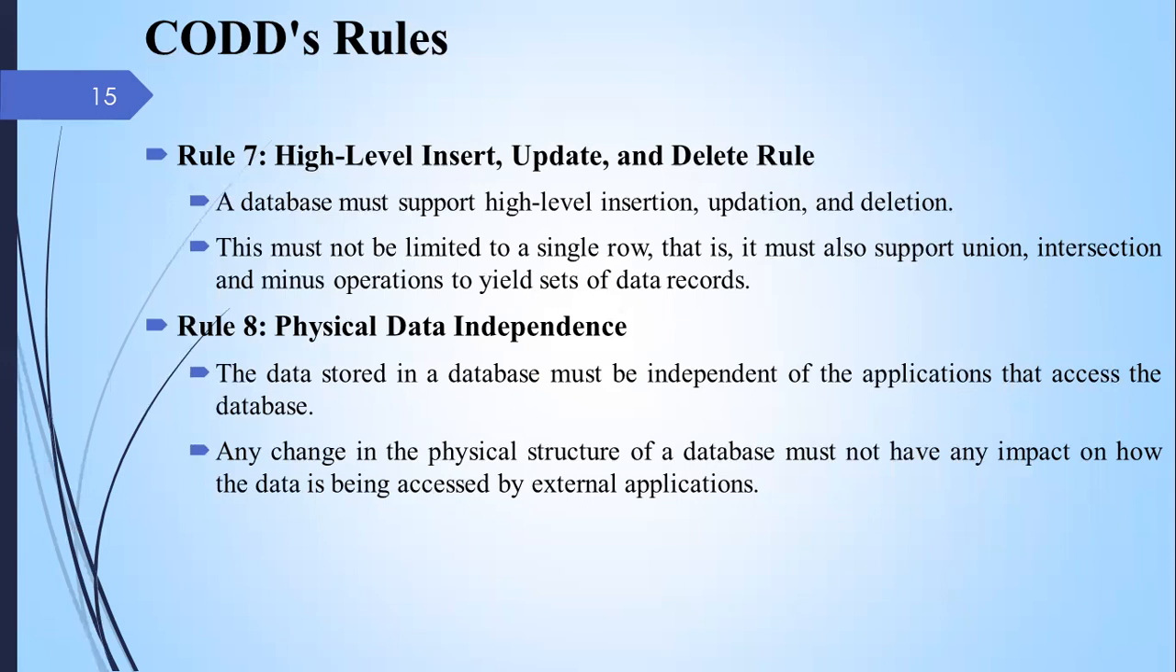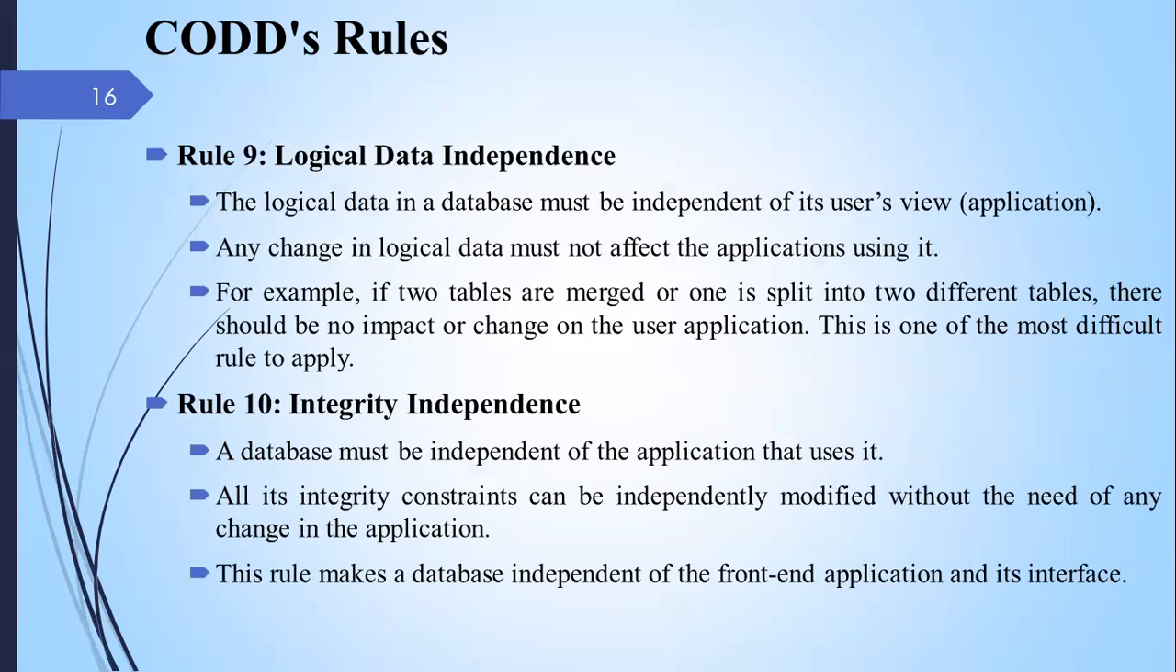Any change in the physical structure of the database must not have any impact on how the data is being accessed by external applications. So if, in between the generation of records or implementation of the database, the physical structure of the database is changed, it doesn't have any impact on the application. This is called physical data independence.